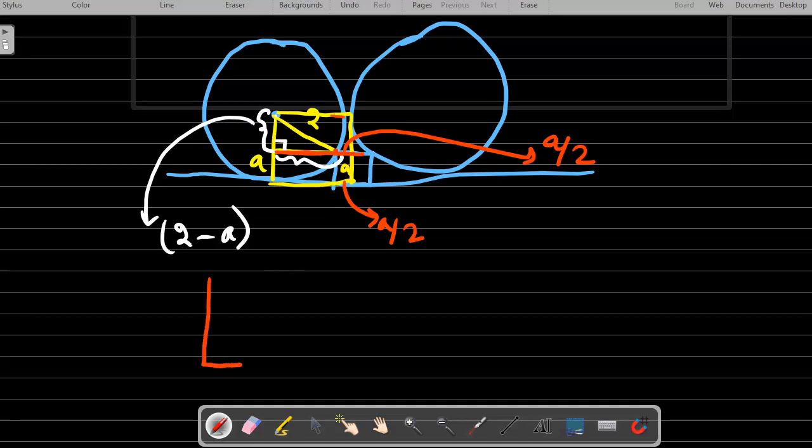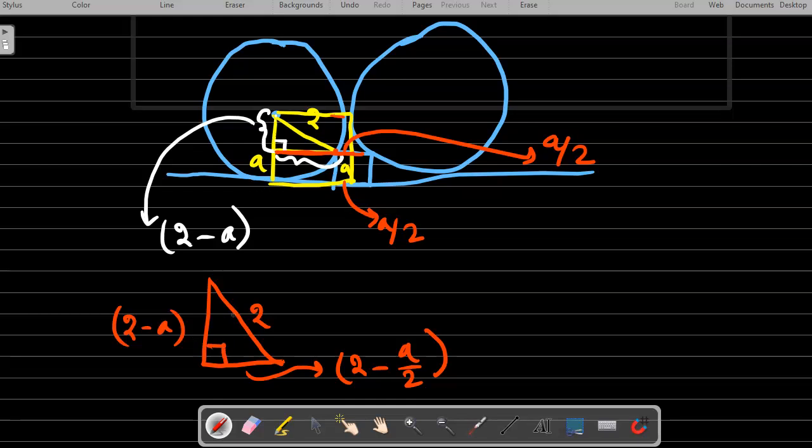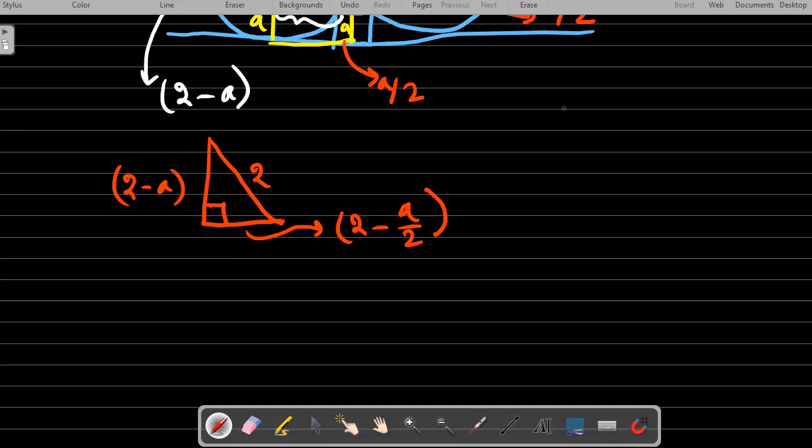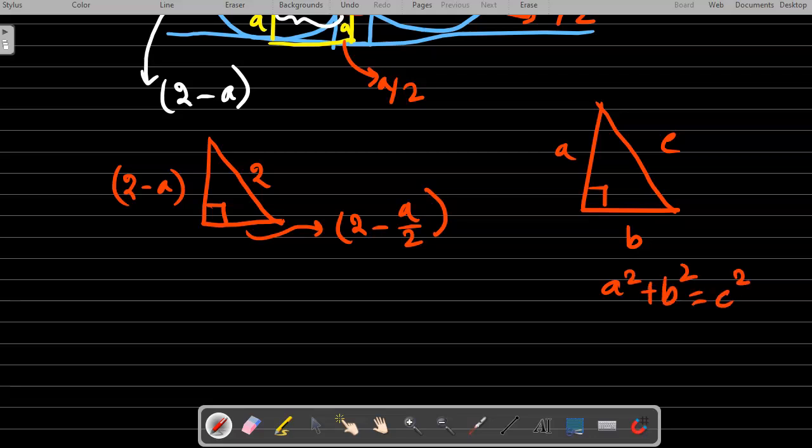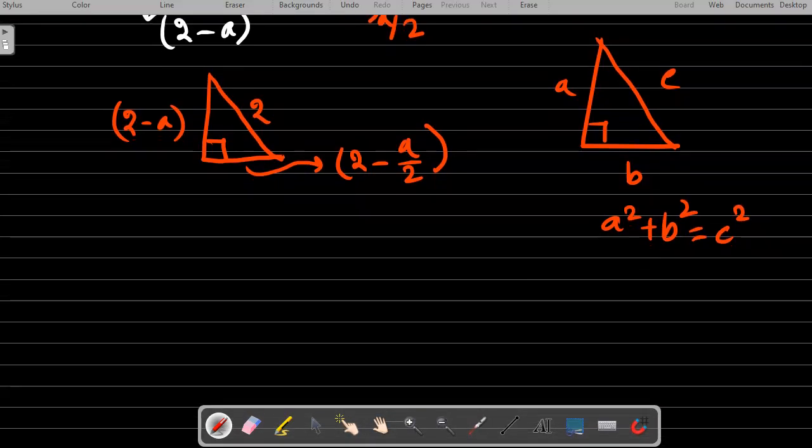So let me draw this triangle. In this triangle, this is 2. This is 2 minus A. And this base is 2 minus A by 2. This is a right angle triangle. Now we will apply Pythagoras here. So what is Pythagoras theorem? In a right angle triangle, A, B, C are these three sides. This is the right angle. So A square plus B square is equal to C square. This is the Pythagoras theorem. So apply the Pythagoras theorem in this triangle.